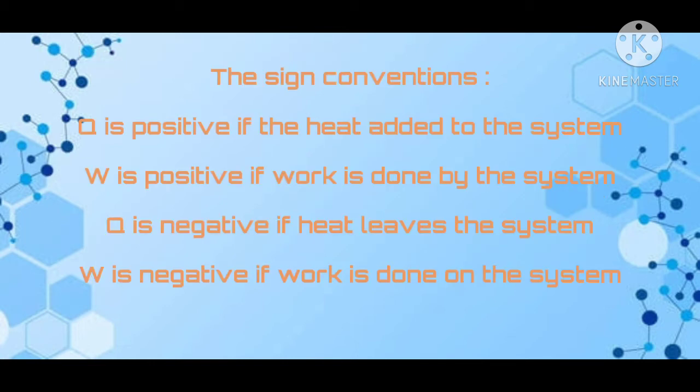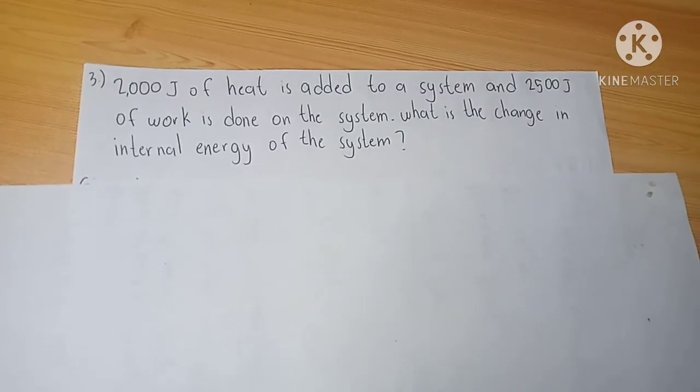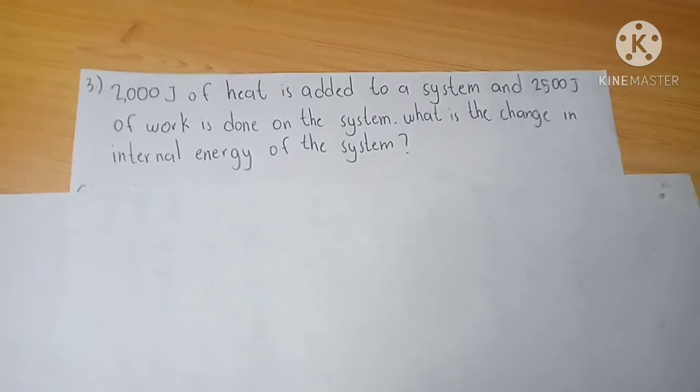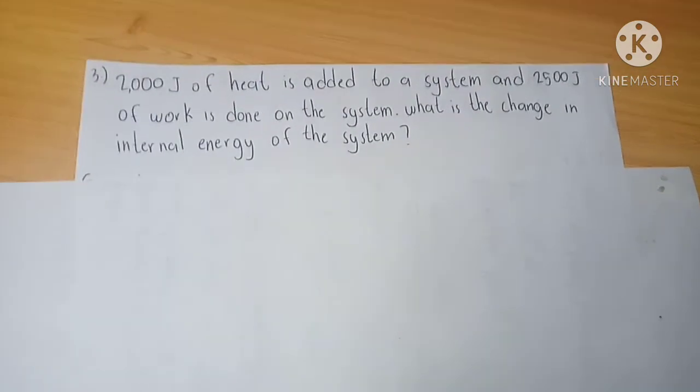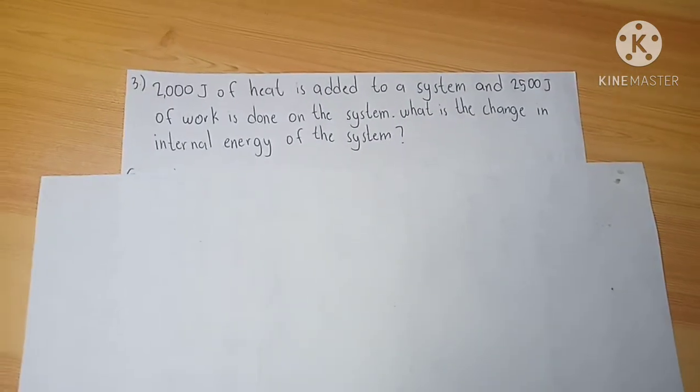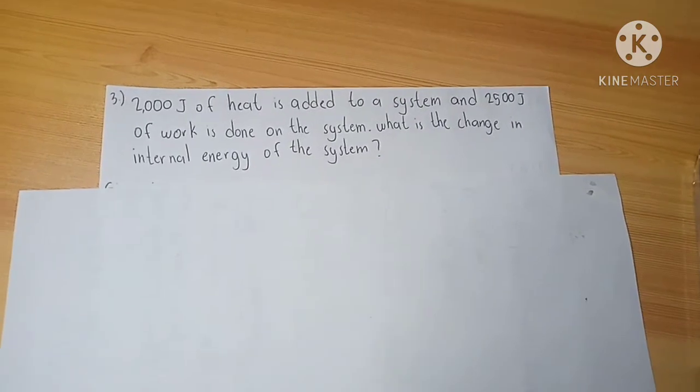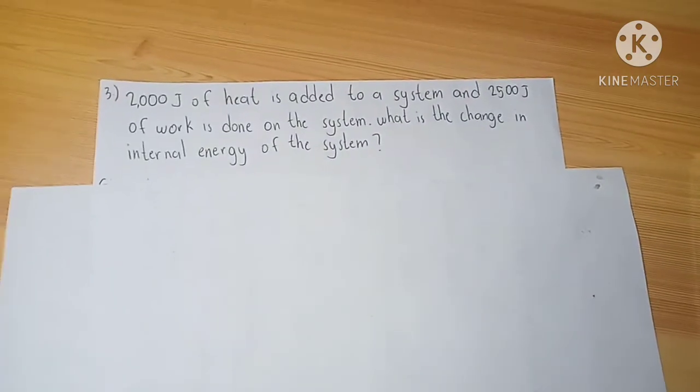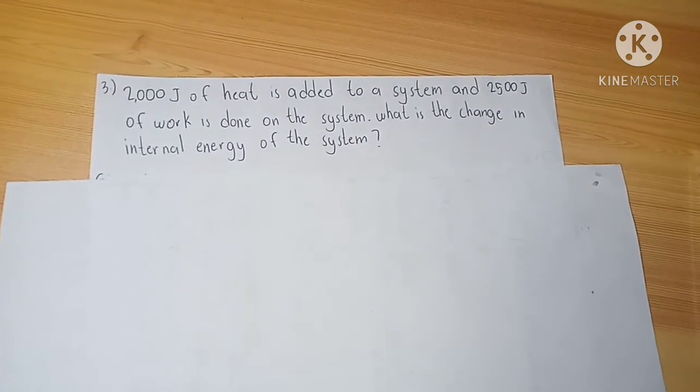The sign convention is Q is positive if heat is added to the system, W is positive if work is done by the system, Q is negative if heat leaves the system, and W is negative if work is done on the system. So, here's an example. 2000 joules of heat is added to a system, and 2500 joules of work is done on the system. What is the change in internal energy of the system?